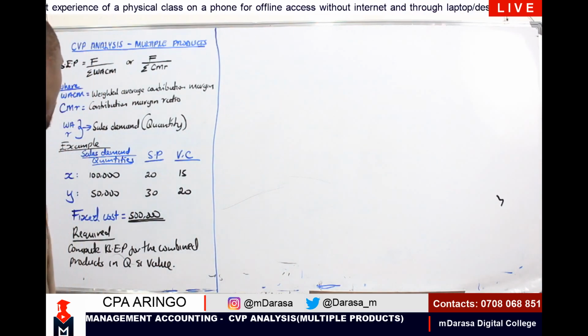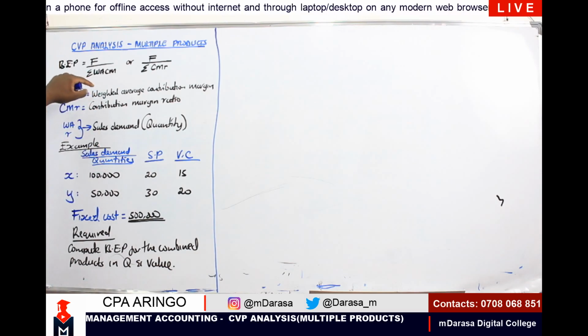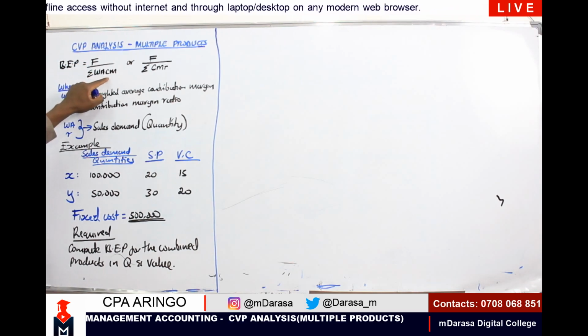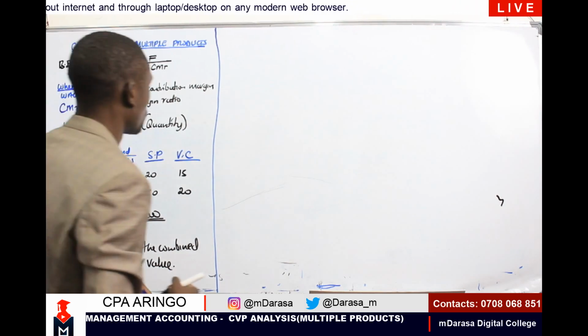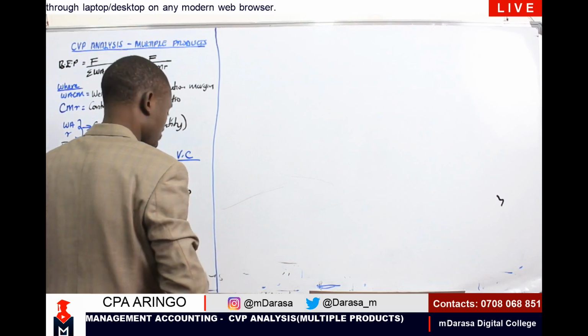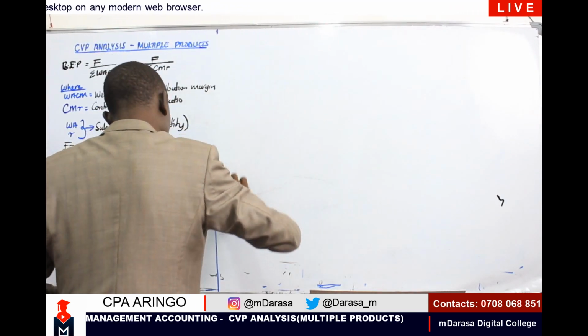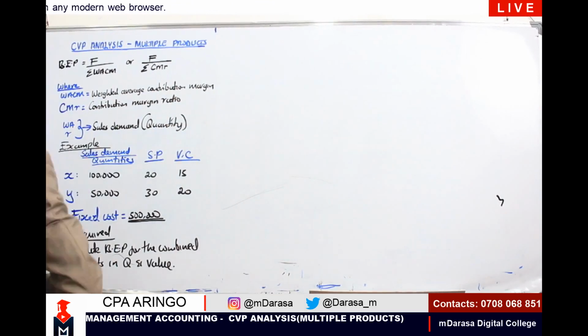We are going, first of all, to determine our weights, because we know very well that to determine our break-even point, I should be talking of fixed cost divided by our weighted average contribution margin. So first thing first, it's upon us to determine our weights. That's the first thing that we're going to do.